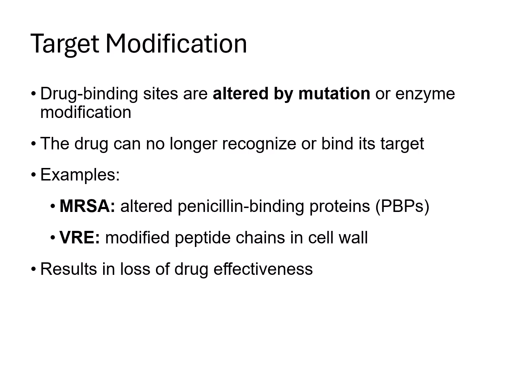Some bacteria can survive by altering the antibiotic's binding site. For instance, MRSA, methicillin-resistant Staphylococcus aureus, can change its penicillin binding proteins, and VRE, vancomycin-resistant Enterococcus, modifies the peptide chain in its cell wall. So in these cases, the drug can no longer recognize its target, so it becomes ineffective.